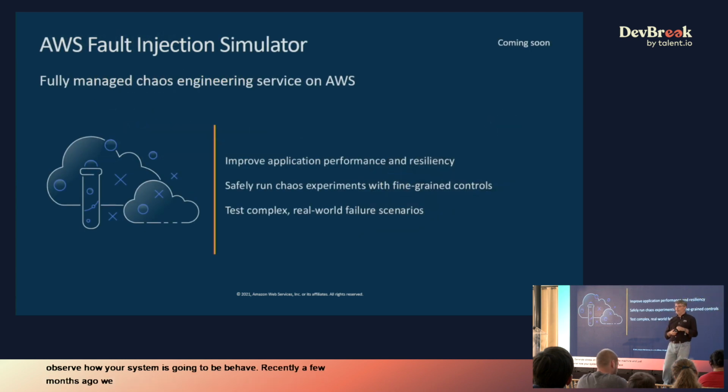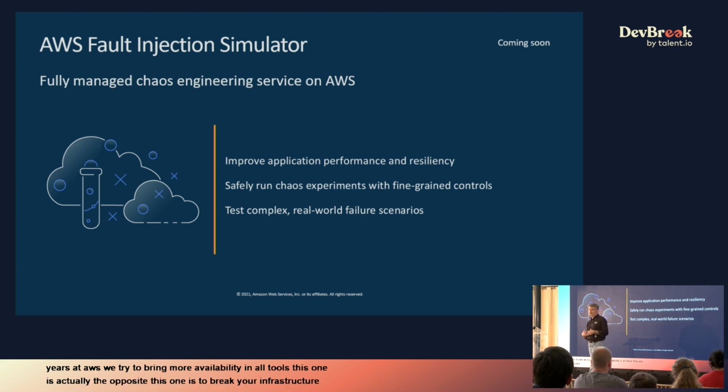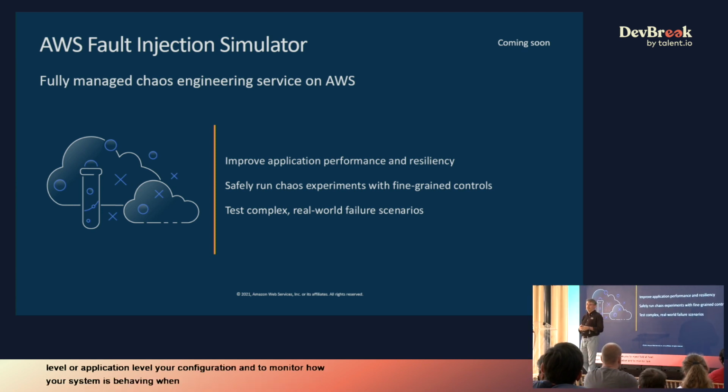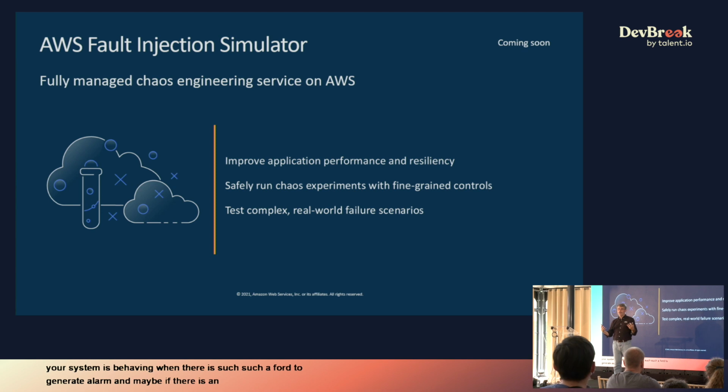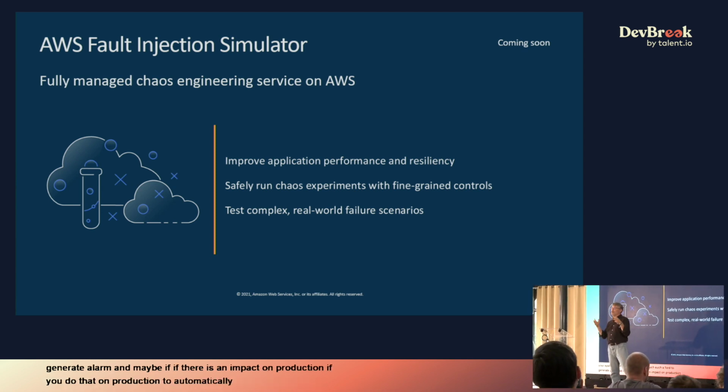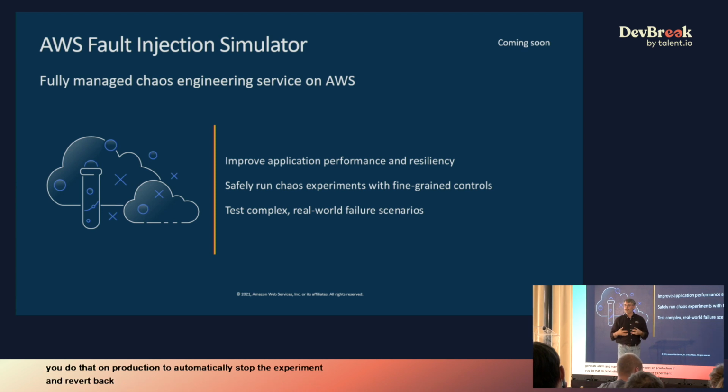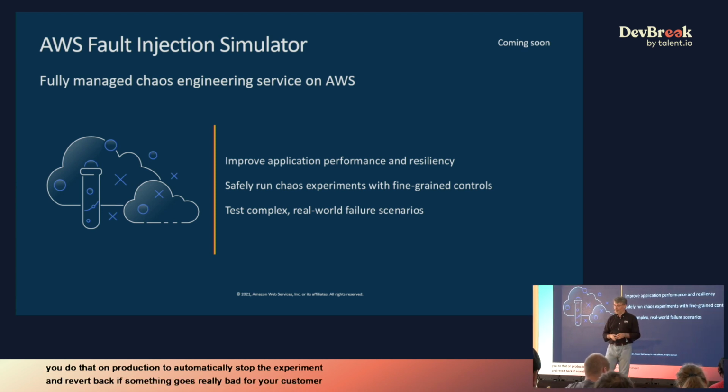A few months ago, we released a tool to help you do that. For 15 years at AWS, we have tried to bring more availability in our tools. This one is actually the opposite. This one is to break your infrastructure. It's called Fault Injection Simulator. It allows you to inject faults at host level or at application level into your configuration and to monitor how your system is behaving when there is such a fault, to generate alarms, and, if you do that on production and there is an impact, to automatically stop the experiment and revert back if something goes really bad for your customer. So try, experiment with chaos engineering.